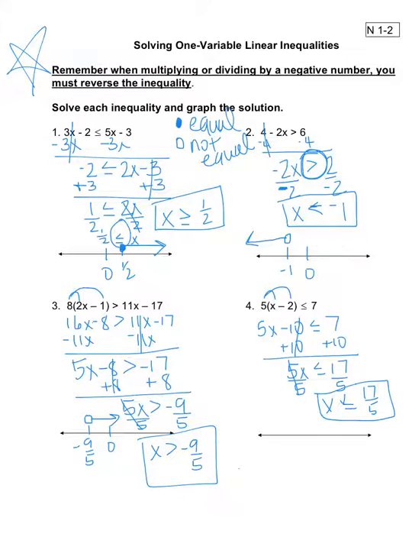So we will plot our 0, 17/5. It does include it, so it should be a closed point at 17/5. And everything less than would be to the left. Okay, so the front page was just solving one variable linear inequalities. Let's look at the next page, or the back.